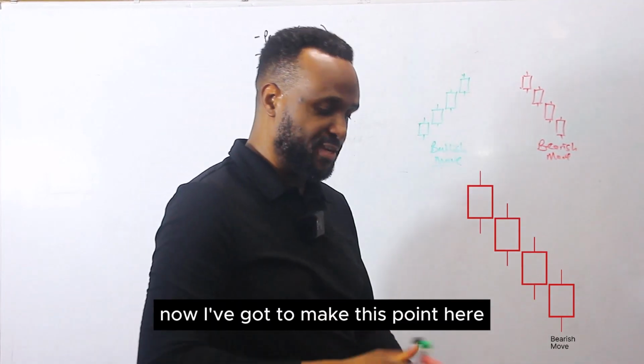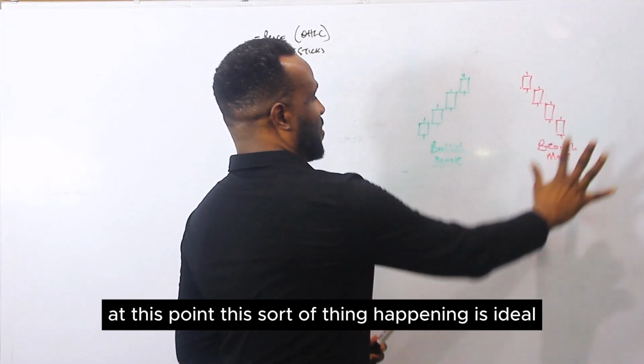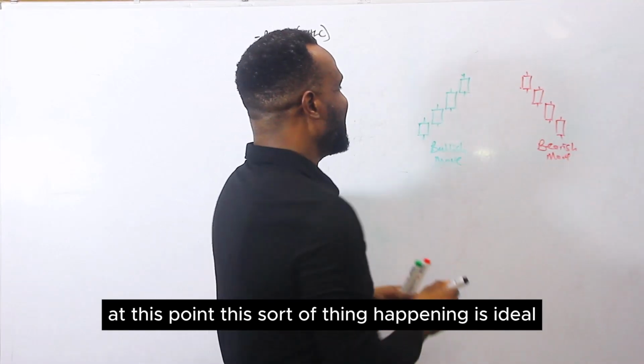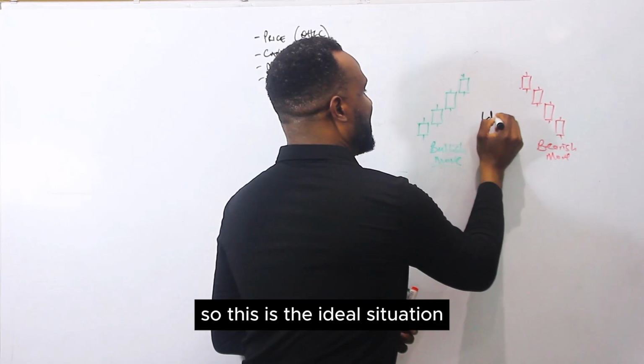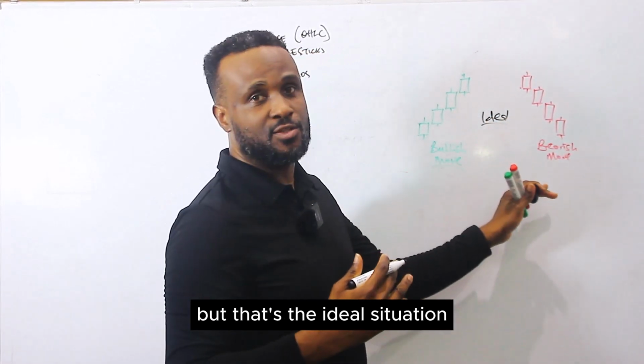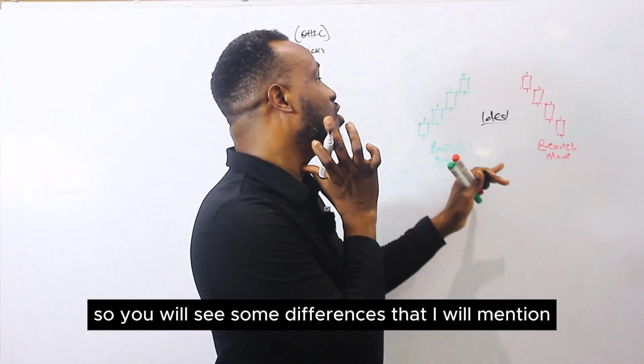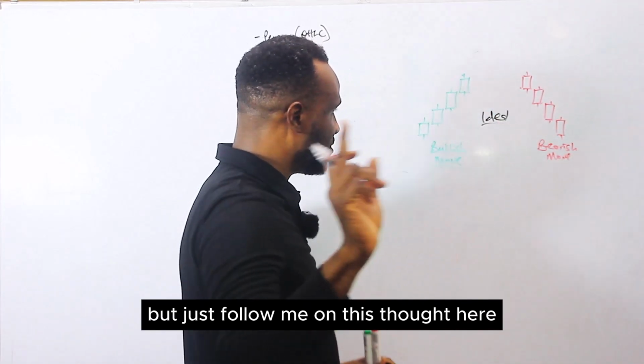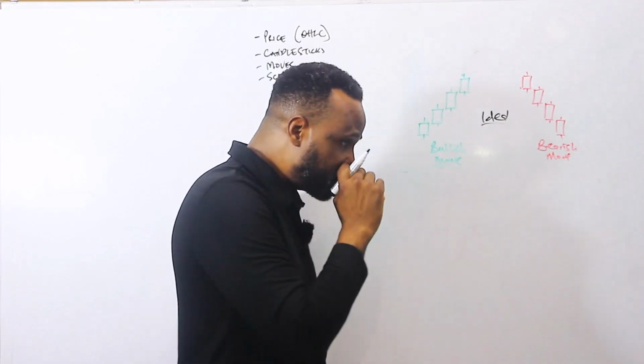Now, I've got to make this point here. This sort of thing happening is ideal. So this is the ideal situation. You will see this happen a lot of times in the market, but that's the ideal situation. The market is not perfect. So you will see some differences that I'll mention, but just follow me on this thought here, right?